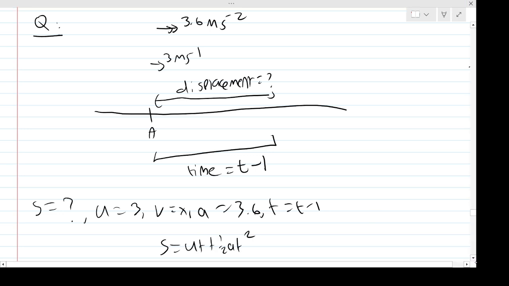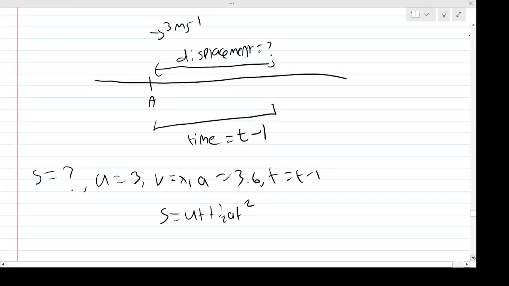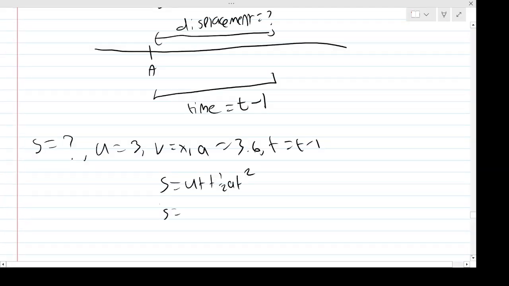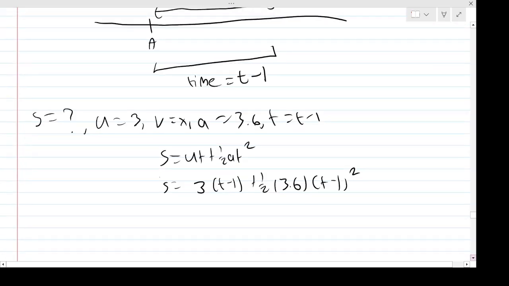And so if I sub my numbers in, S is going to be 3 lots of t minus 1, not t, add a half of 3.6 times t minus 1 all squared. Okay, so if I simplify this, I get s is 3t, take away 3 if I expand this bracket, and then a half of 3.6, that's going to be 1.8. And then this bracket, if I expand t minus 1 squared, that would be t squared minus 2t plus 1.